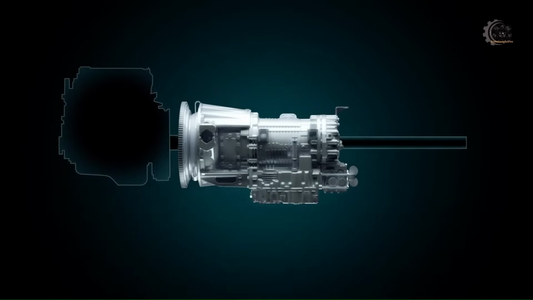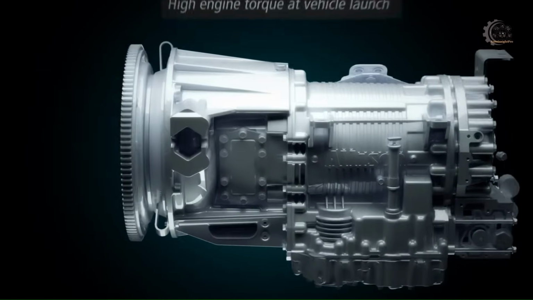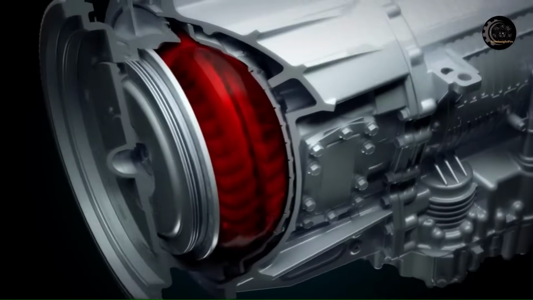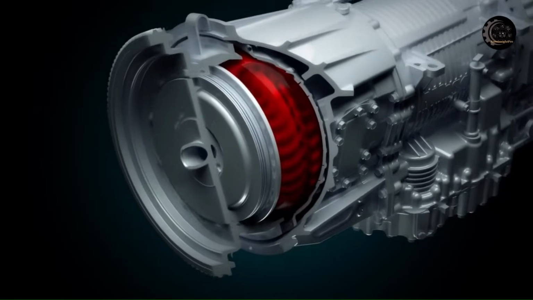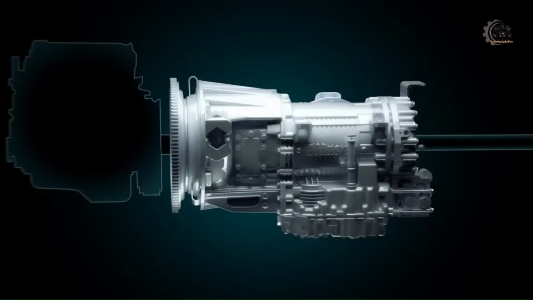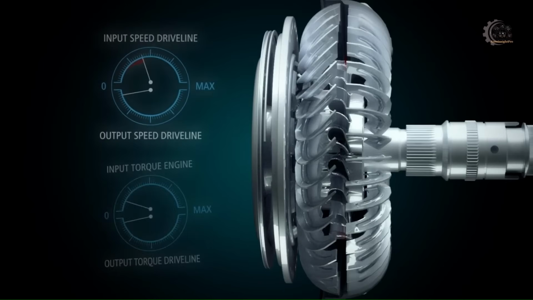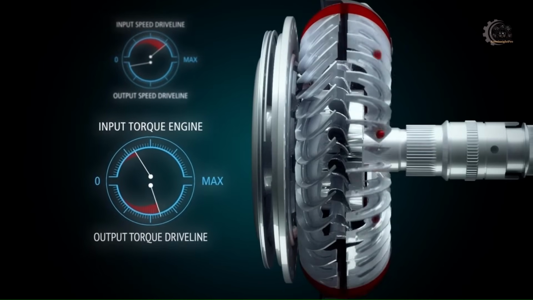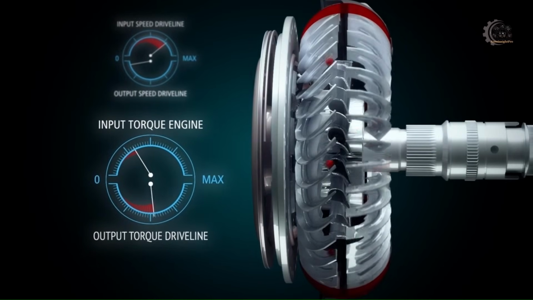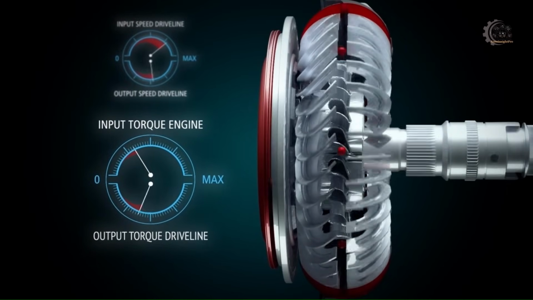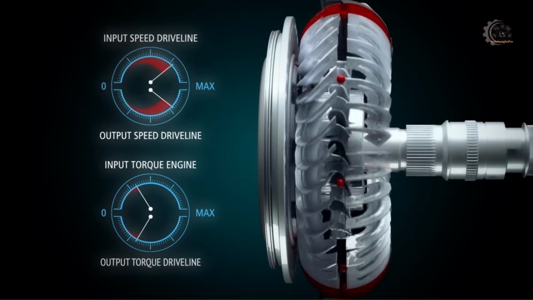One of the unique features of the torque converter is its ability to multiply torque during initial acceleration. As the impeller spins, it creates a fluid vortex that exerts force on the turbine. The design of the torque converter allows for variable torque multiplication, meaning that the torque output at the turbine can be higher or lower than the torque input at the impeller, depending on driving conditions.